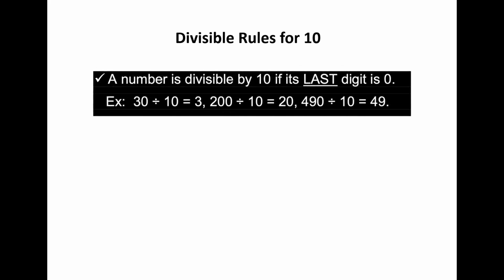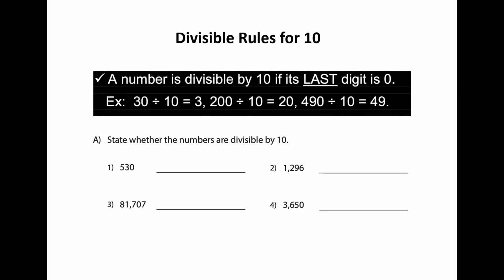Divisible rules for 10. A number is divisible by 10 if the last digit is a 0. So that's a very clear rule. Here I have 530. The last digit is a 0. So I can say it is divisible by 10. 1,296, because the last digit is 6, it is not divisible by 10. Same thing for number 3. The last digit is 7, so it is not divisible by 10. For number 4, the last digit is 0, so it is divisible by 10, meaning it can be divided by 10.